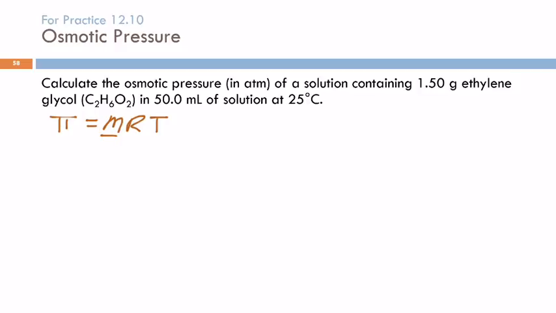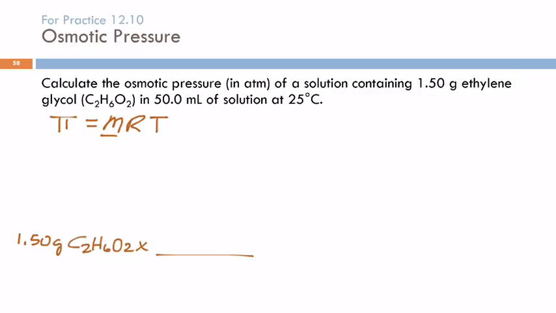Do we have what we need to calculate the molarity? Yeah, we do. We have a mass of ethylene glycol, and they gave us the chemical formula because we don't expect you to know that. So we can calculate the molar mass, right? And convert grams to moles. And then divide by the volume in liters. So let's see. 1.5 grams of ethylene glycol, C2H6O2. And so we need the molar mass of that.